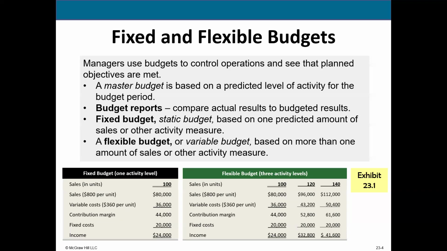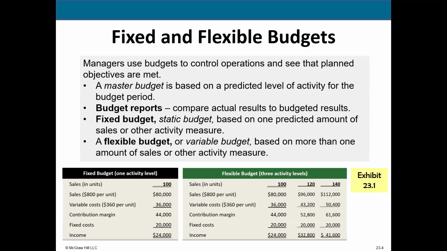So here at the bottom of this slide, we can see the difference between the fixed and flexible budgets. Now, let's say we planned on selling 100 units. And if we sold 100 units, for the fixed budget, that's great. For the flexible budget, that's also great. But what happens if we sold 120 units? Well, that makes the fixed budget not as useful because it creates all these really big variances.